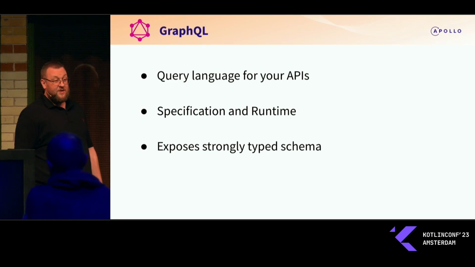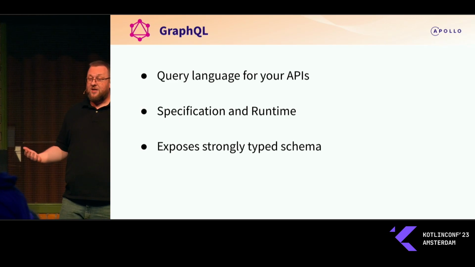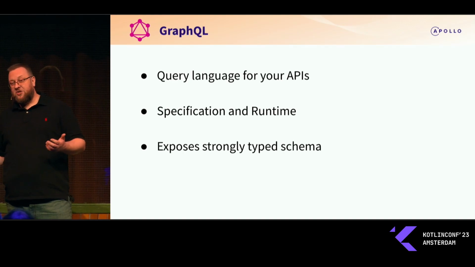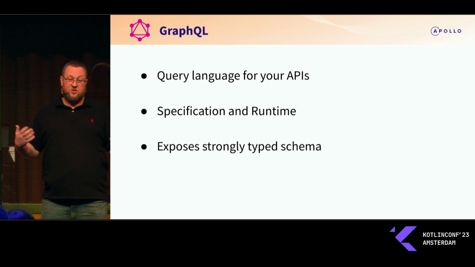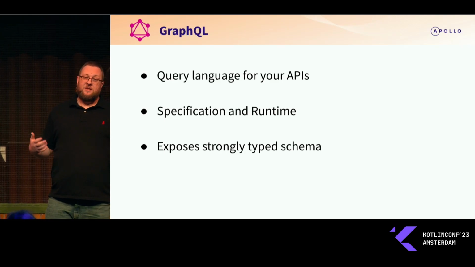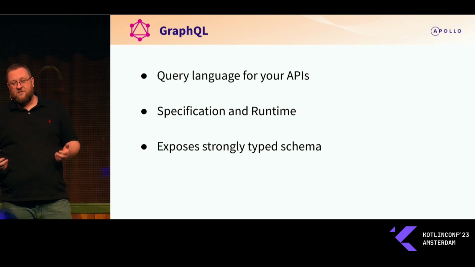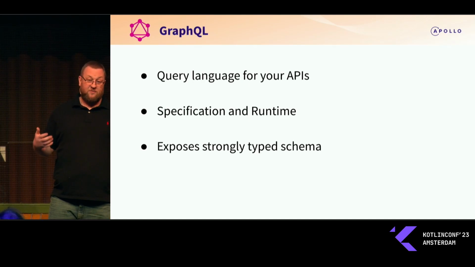GraphQL is a query language for APIs and a runtime to execute those requests. It is a specification that defines how to expose your data in a certain way, such that the clients can easily discover it and selectively ask for the data they want, and only for the data they want.